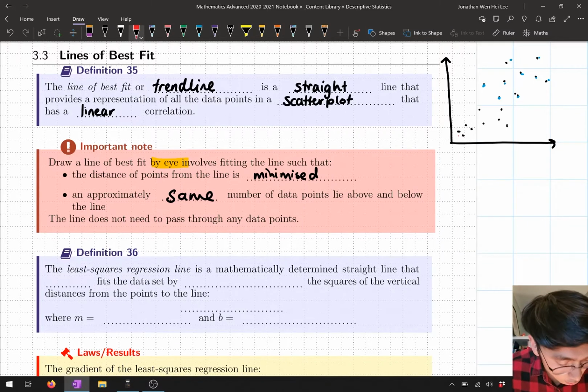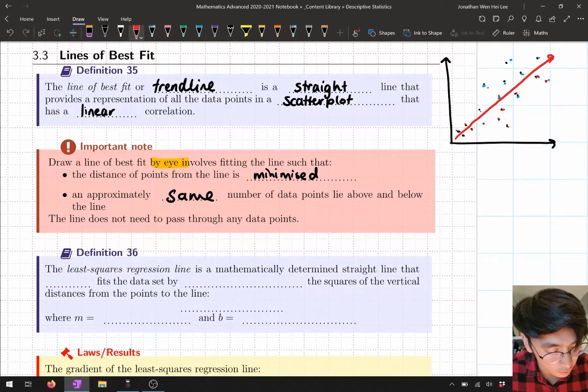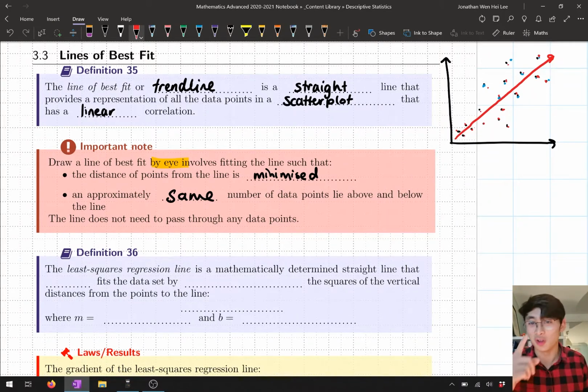So here, this is what I'm going to try and do. Let's see if I do that. Here I've got 1, 2, 3, 4, 5, 6, 7, 8, 9, and on the other side I've got 1, 2, 3, 4, 5, 6, 7, 8, 9. I somehow magically did that, and you know that never works. Okay, so you want to have approximately the same number of data points either side.